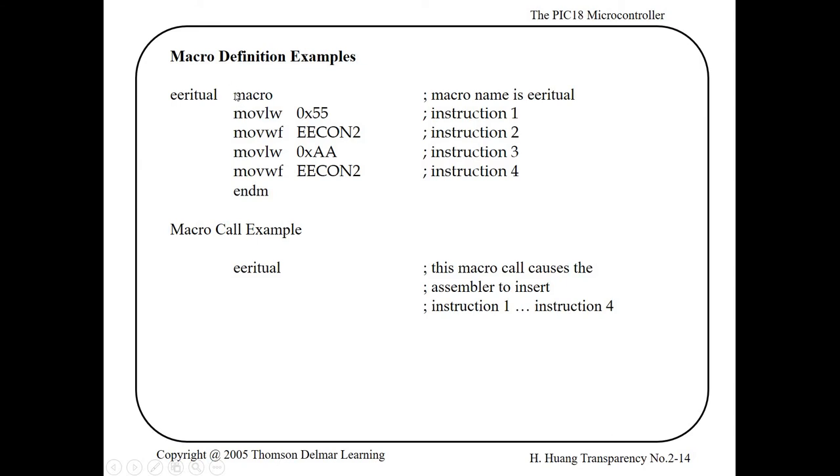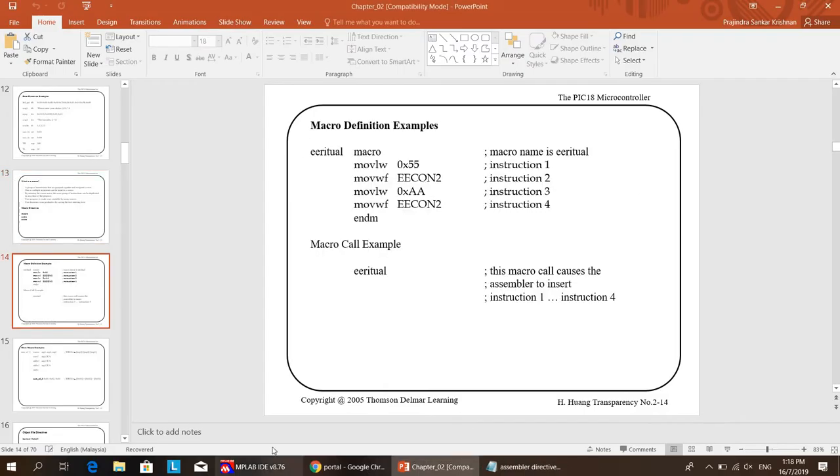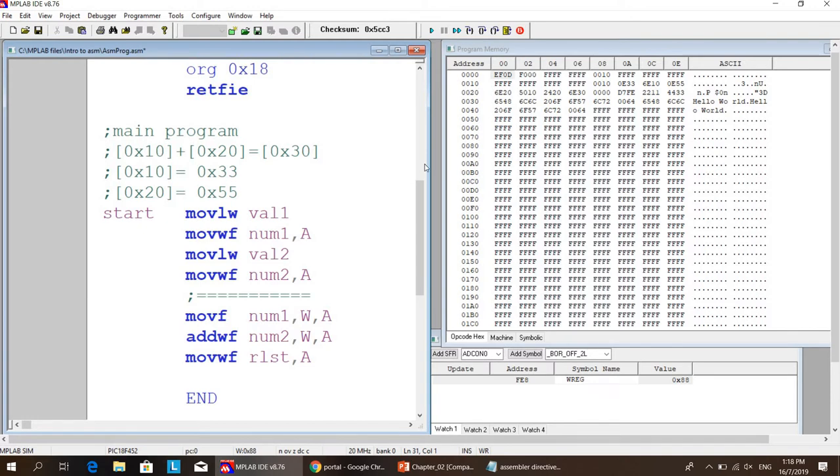So macro has a few things that you need to include. You need to assign a name, and then you need to begin with the keyword macro, and then you need to finish it with endm. In between, you can have all your instructions. So let us look at an example. We will refer back to our same example that we did here.